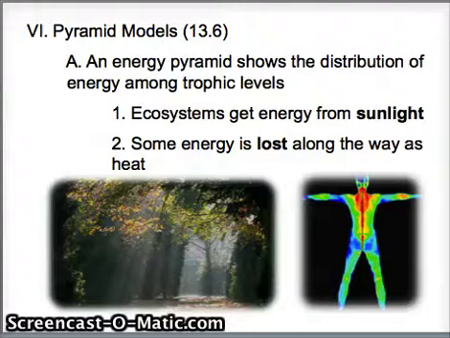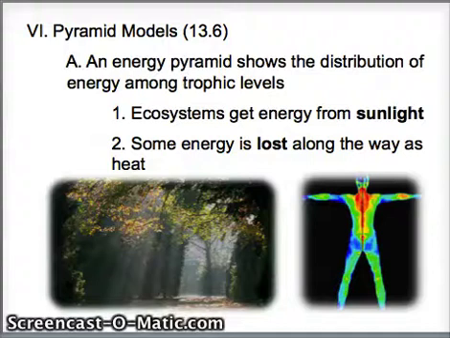It shows where is the energy concentrated and how does it change as it flows from one level to the next. So ultimately, the ultimate source of energy is from sunlight. So ecosystems have to get energy from sunlight, either directly, as in the case of plants, or indirectly, as in the organisms that consume the plants that have used that sunlight energy to form glucose and other sugars.